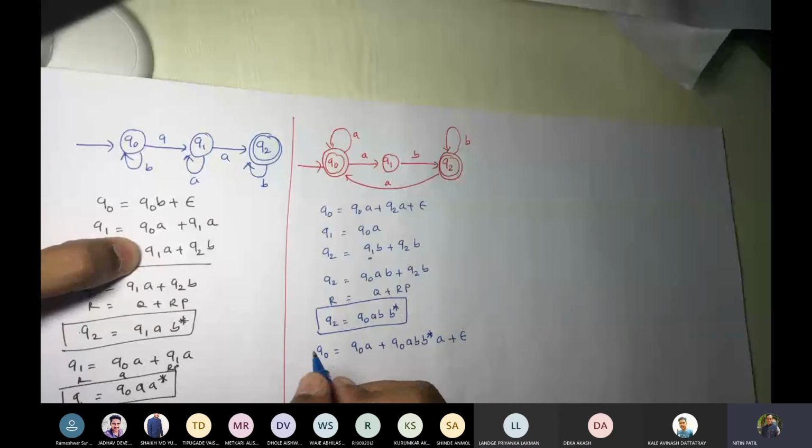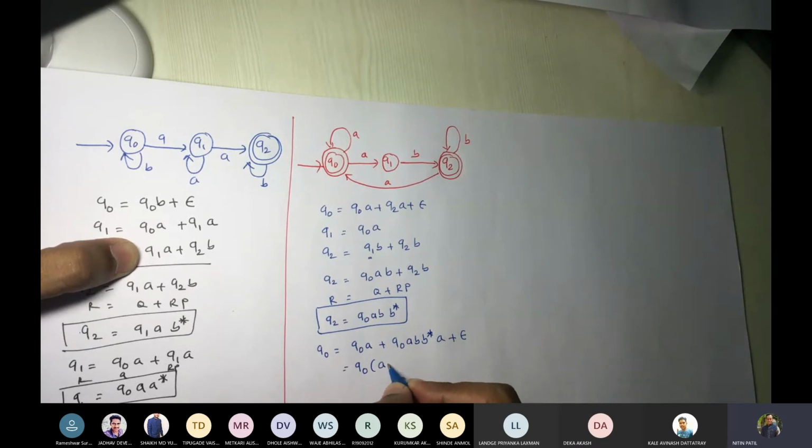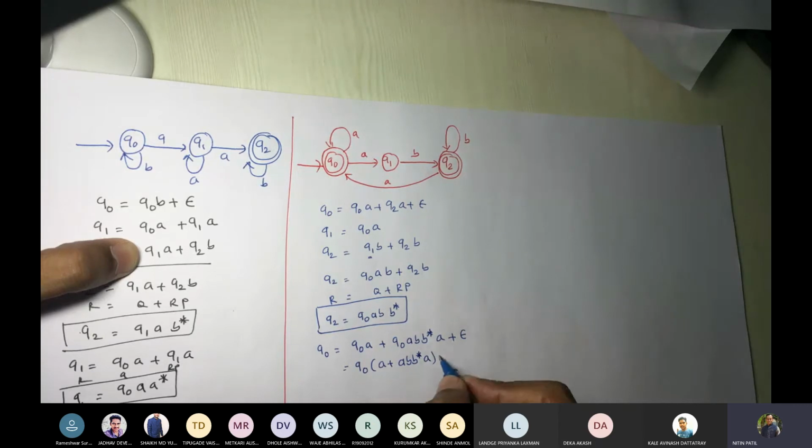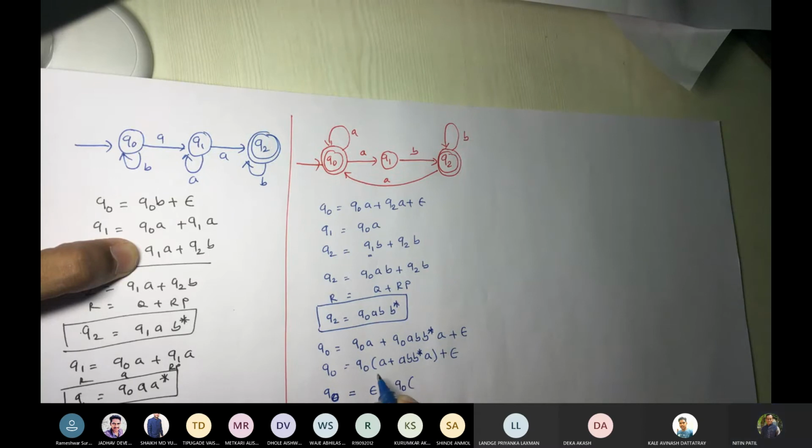Now, if I move further, you can take Q0 common now. So we get Q0 (A plus A B star A), this is the bracket, correct? Plus epsilon. So I can write this equation one more time in a different form. Q0 equal to epsilon plus this A plus B equal to B plus A kind of, correct? Which theorem was it? Which property is this? A plus B equal to B plus A.